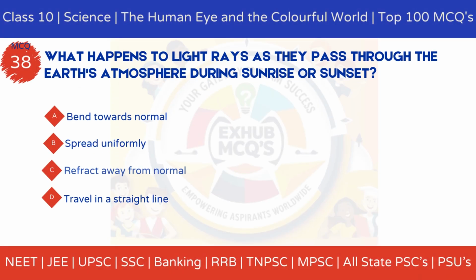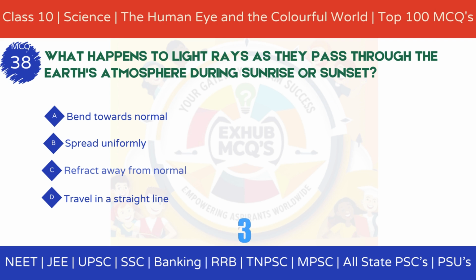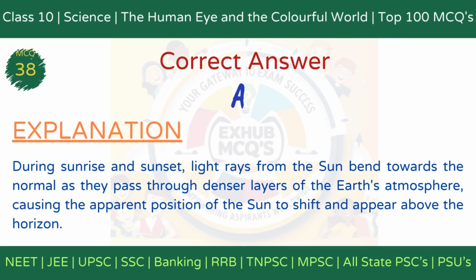MCQ 38. What happens to light rays as they pass through the Earth's atmosphere during sunrise or sunset? Option A, bend towards normal. Option B, spread uniformly. Option C, refract away from normal. Option D, travel in a straight line. The correct answer is option A, bend towards normal.